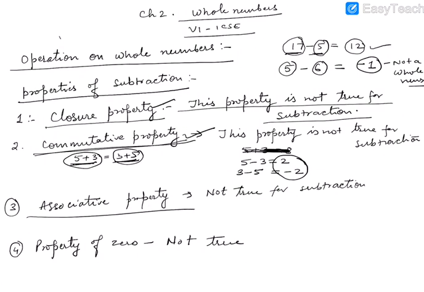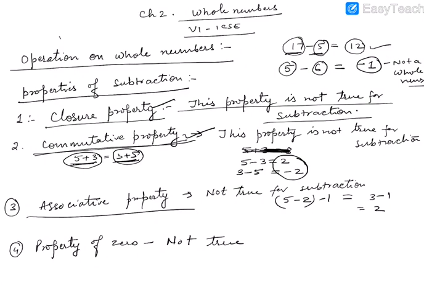Last, the associative property. Subtraction doesn't follow the associative property also. When we subtract more than two whole numbers in different sequences, you will not get the same answer. That's why subtraction doesn't follow the associative property. You can see 5 minus 2 minus 1. What will be the answer? 5 minus 2 is 3, then minus 1, you will get 2.